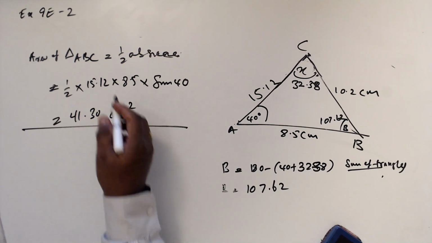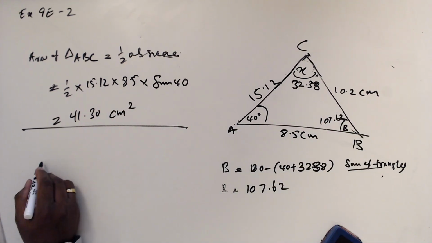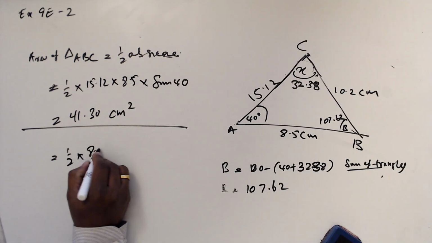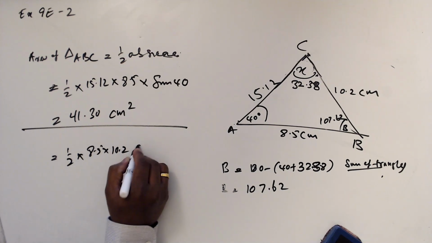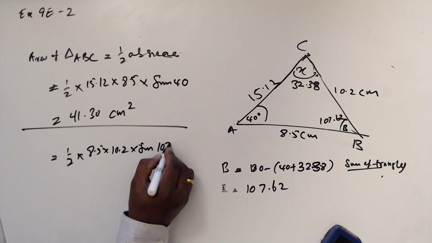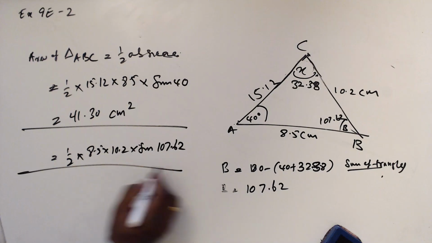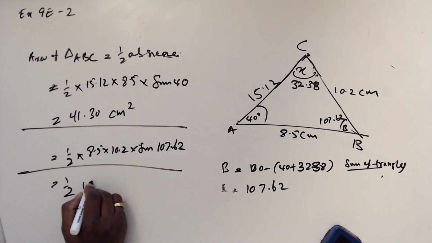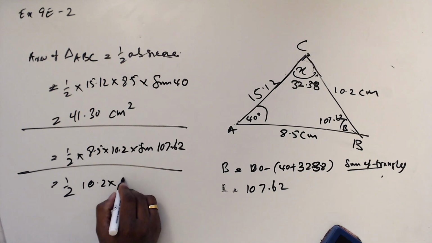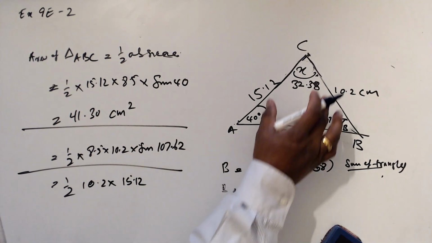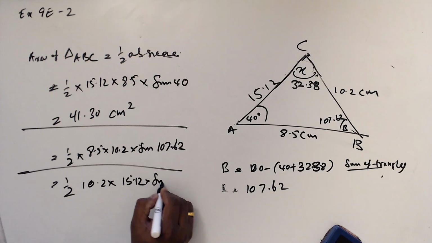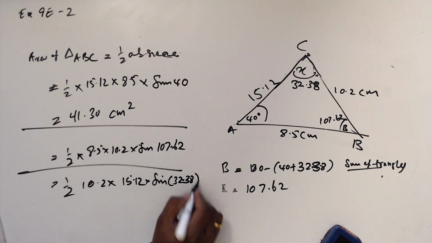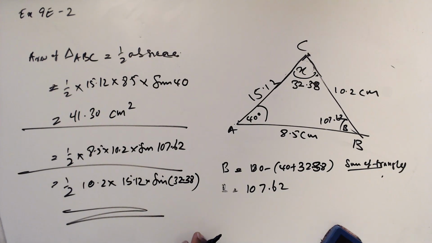Also you can find the area like this as well: half times 8.5 times 10.2 sine 107.62. Or this is also right: half times 10.2 times 15.12, and what is the angle in between? Sine 32.38. That is also right.